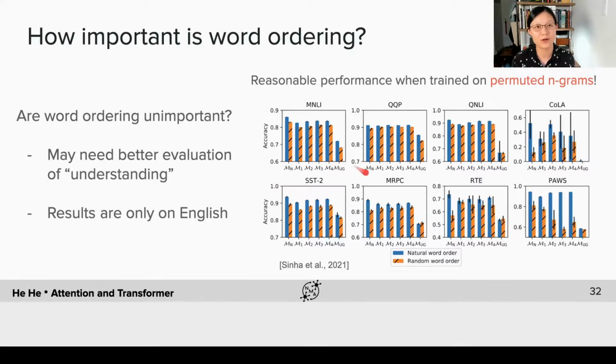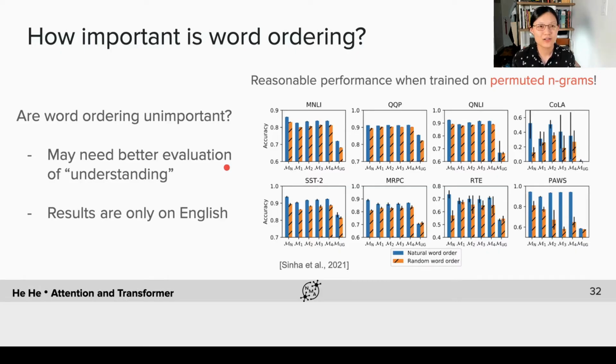This is a recent paper which shows that even if you permute the n-grams in the downstream task, so here the orange bar corresponds to random word order and the blue bar corresponds to natural word order. It's true that the performance goes down a little bit, but not that much, which seems to suggest that word ordering, although useful, is not that useful for current benchmark tasks.